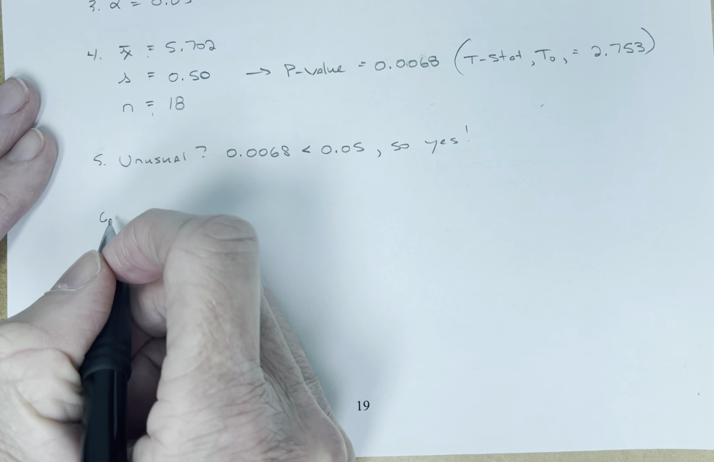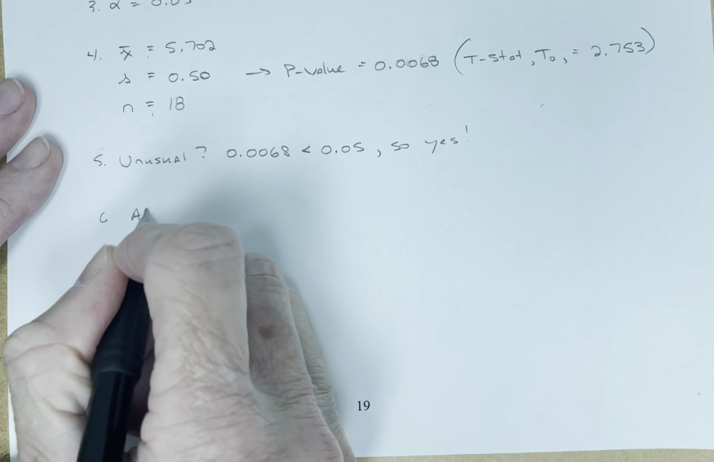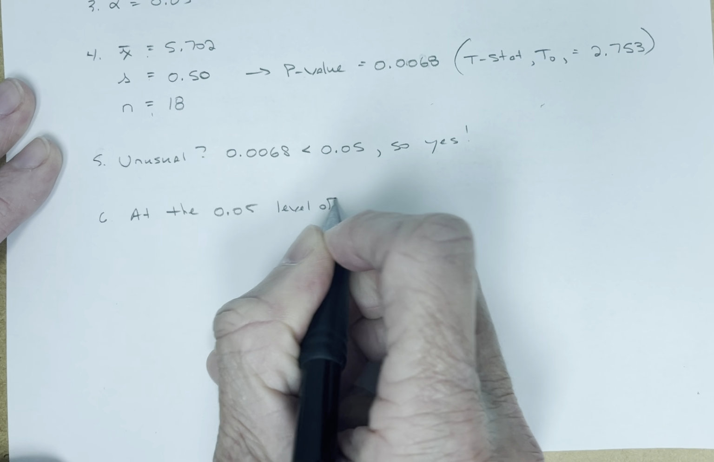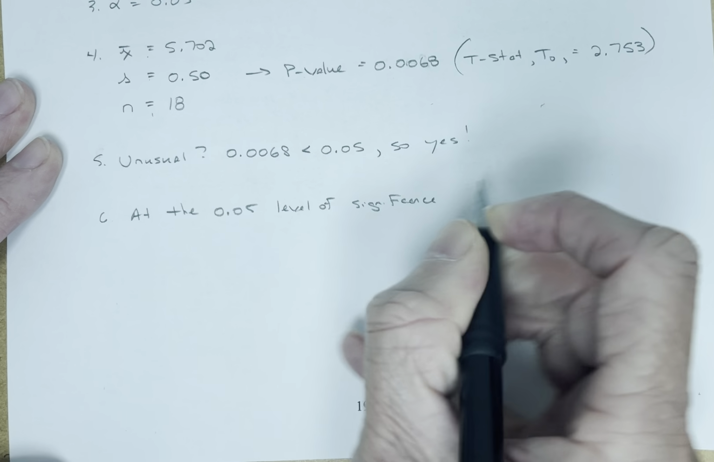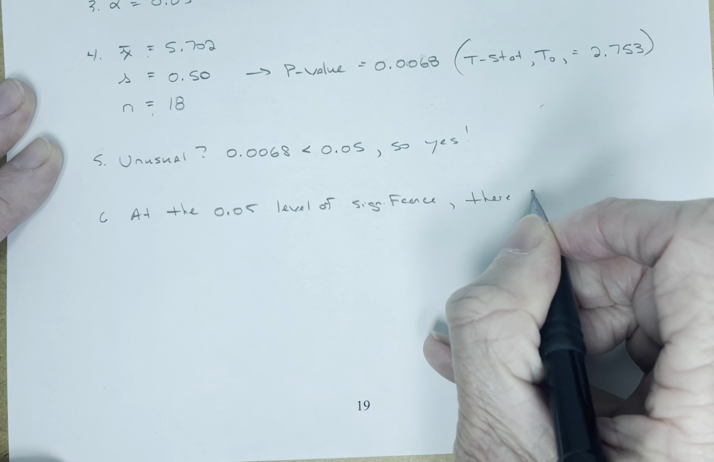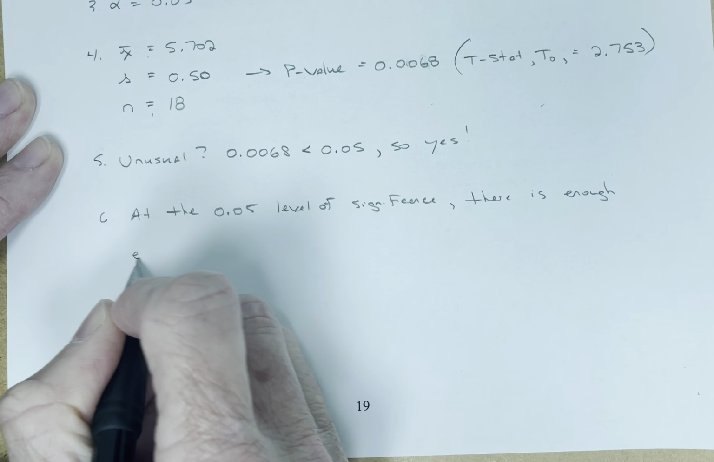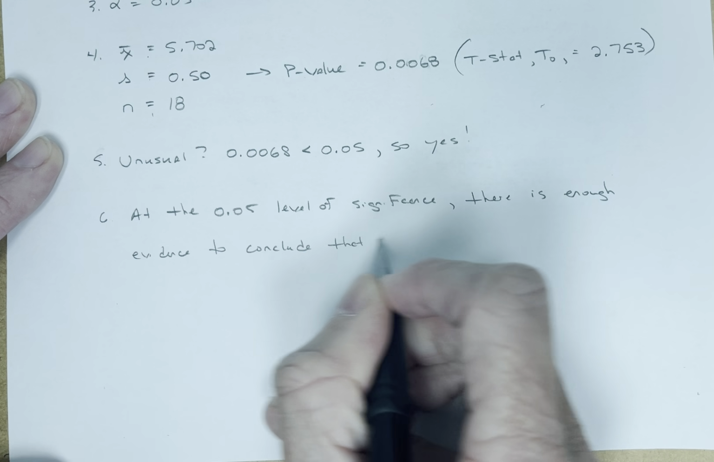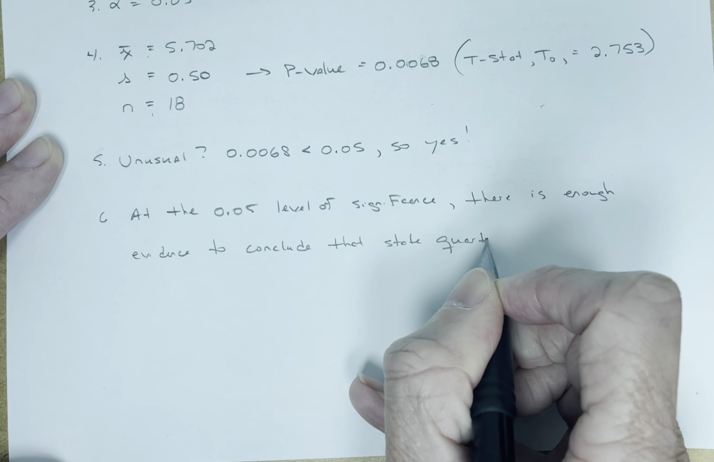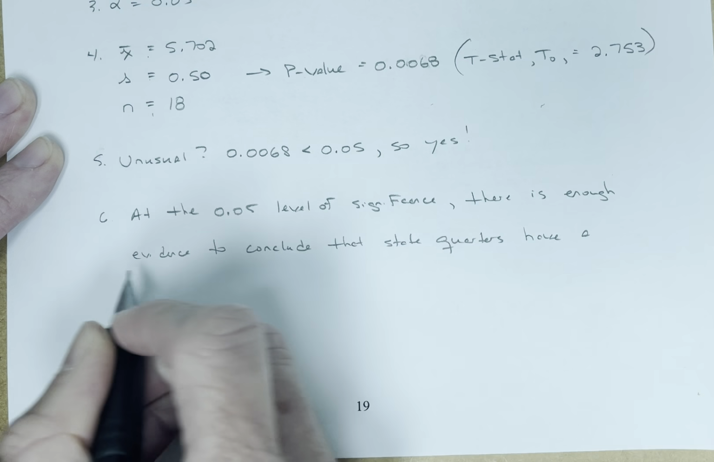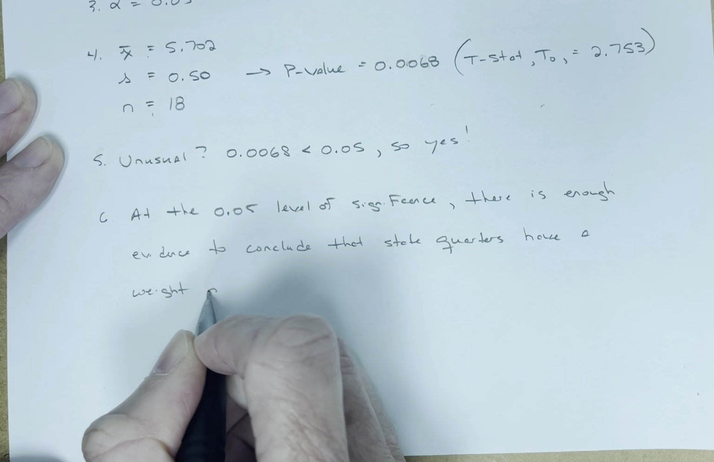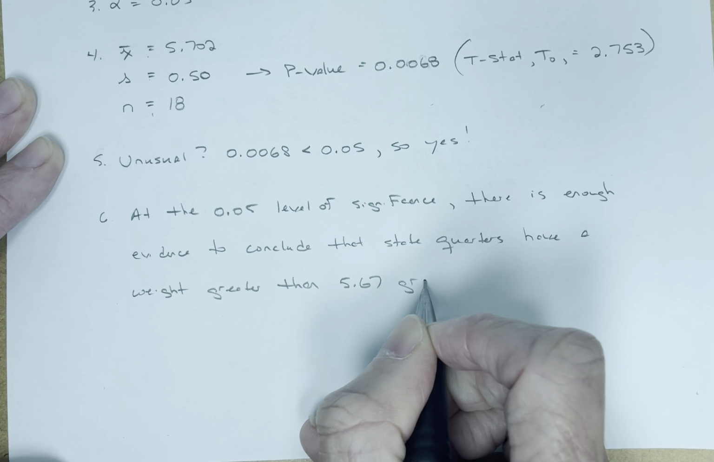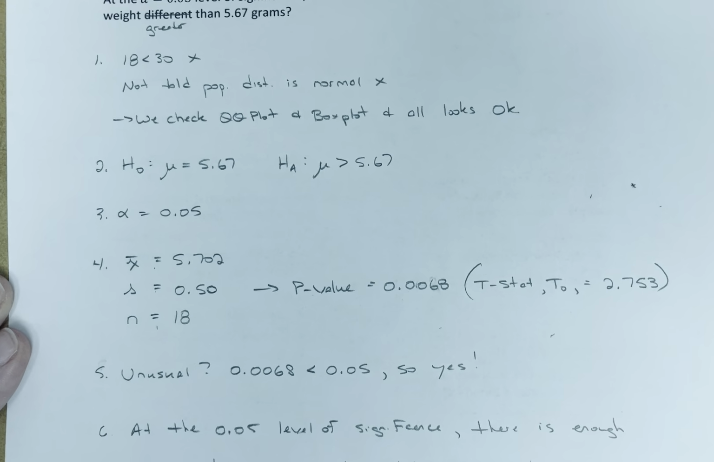So step 6: at the 0.05 level of significance, there is enough evidence to conclude that state quarters have a weight greater than 5.67 grams.